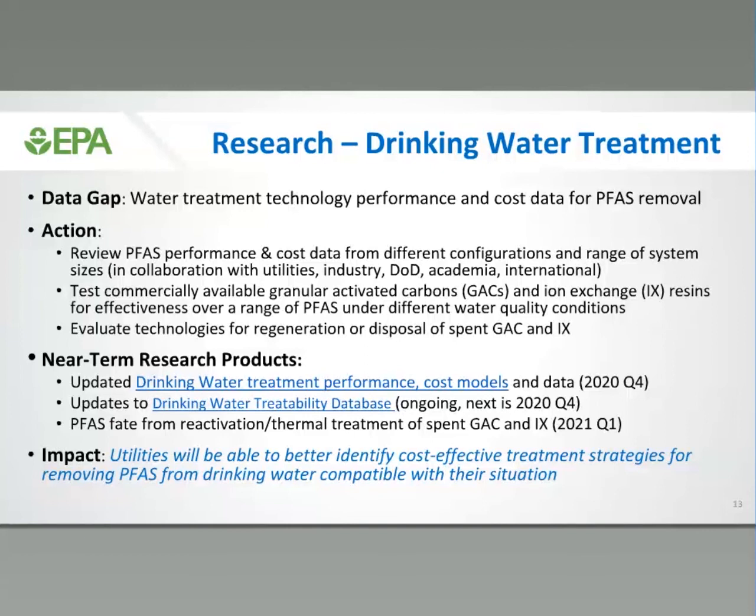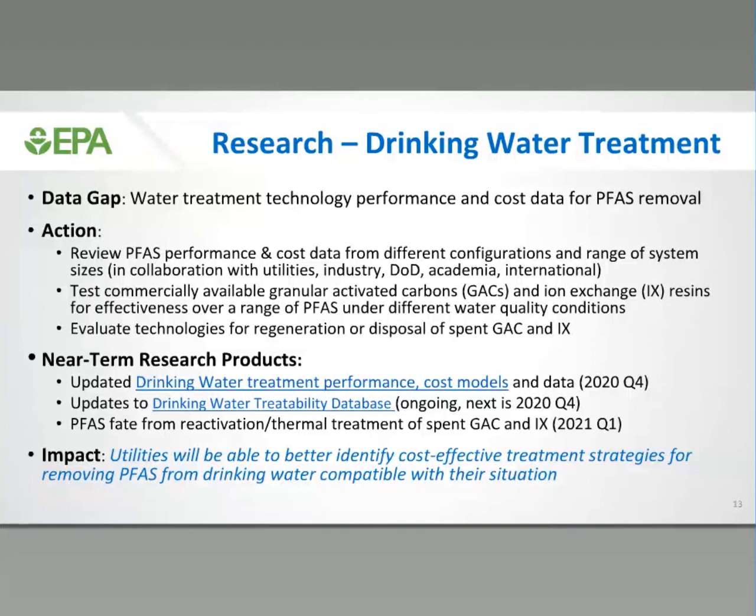We're doing some testing primarily focused on granular activated carbons and ion exchange resins, which are two of the most broadly used PFAS drinking water treatment technologies. And all of this information will be aggregated into our online databases and tools, the Drinking Water Treatment Performance and Cost models, the Drinking Water Treatability Database, so that we can make this information available, in particular to utilities, to people that have to make decisions about investments, about what kind of equipment to install for their specific drinking water treatment challenge, and how to operate it over time and what the costs might be.